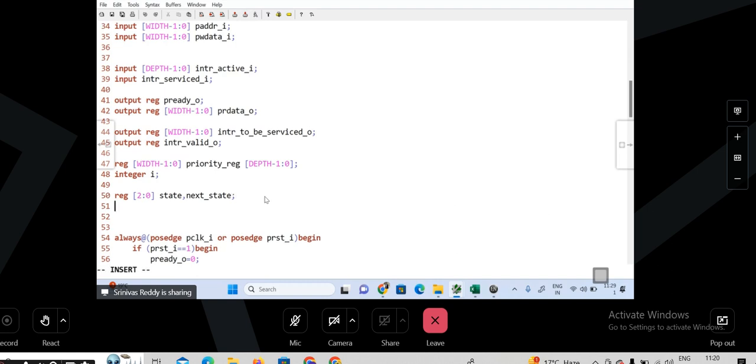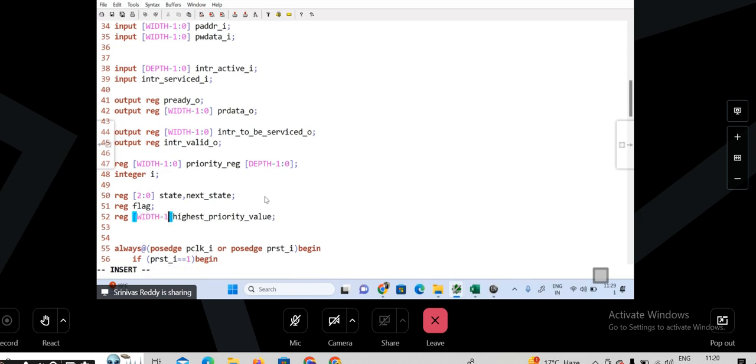Next. Highest peripheral is equal to what? 0. Then what? Highest value is equal to what? 0. Flag is equal to 0, correct. Then I can make what? Flag is equal to 0. Did you understand? I'm declaring all the reg data types to what? Here it is zeros.